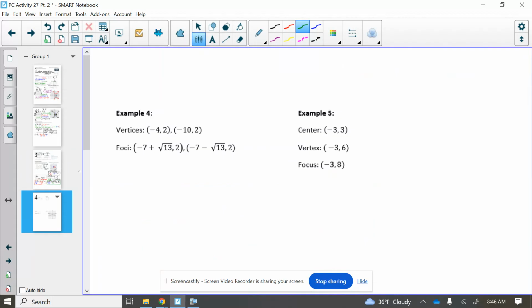On the next page, a couple more examples. This next one is giving us, again, the vertices, and this time the foci. So again, on the vertices, what we're noticing is movement between the x values, and go from negative 4 to negative 10, that is a total of 6 units. So 2 times parameter A is going to be 6, which means A is just 3.